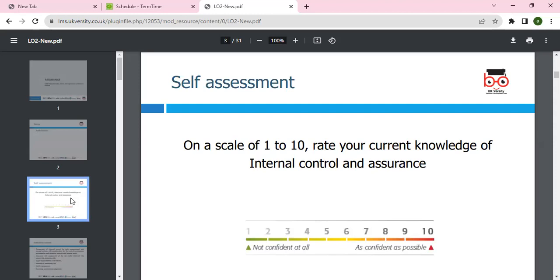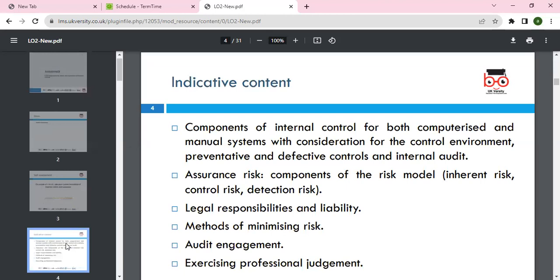Okay, when we start any activity, it's good to reflect on where we are at the moment and how much we know. Are you involved in internal audit? Doing this before any activity will help us develop our understanding. So in internal control and assurance, on a scale of 1 to 10, you can write for yourself what you know and what you don't know. Reflect 1 to 10, are you at 5 or 6, or where are we.